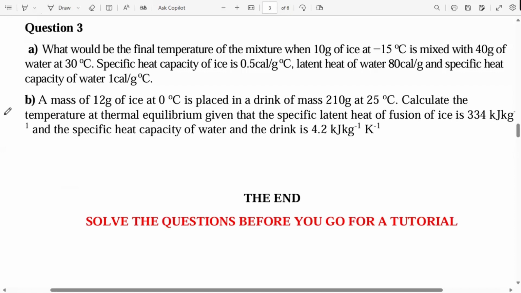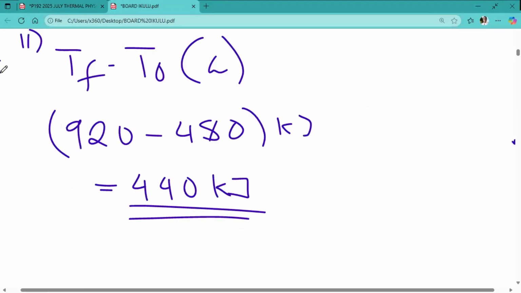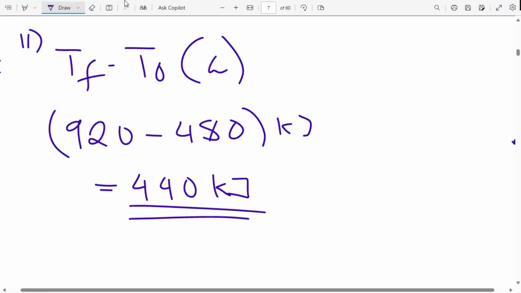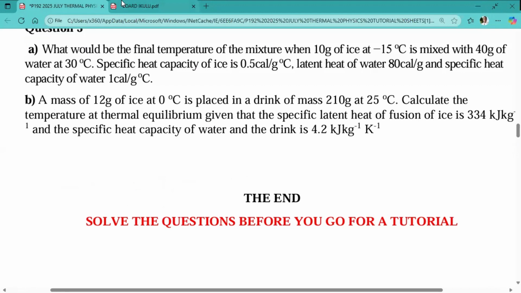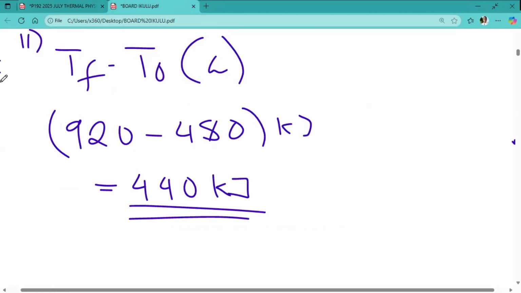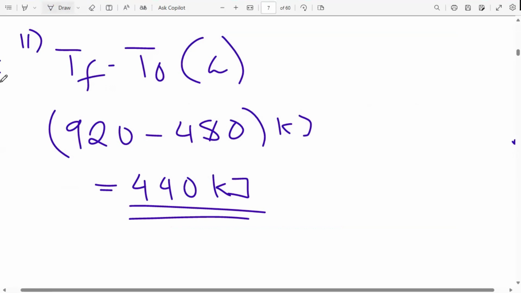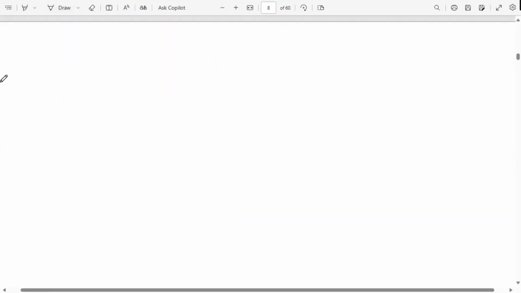So what are we going to do to solve this question? This is a very, very simple question. A very simple one, actually. So we can solve this one using 2 methods, because we're just trying to find the equilibrium, or we're going to use the principle of equilibrium temperature. They're asking us to find the final temperature. So we're going to use the principle of equilibrium temperature. So this is question 3, and there are 2 methods that we can use here.